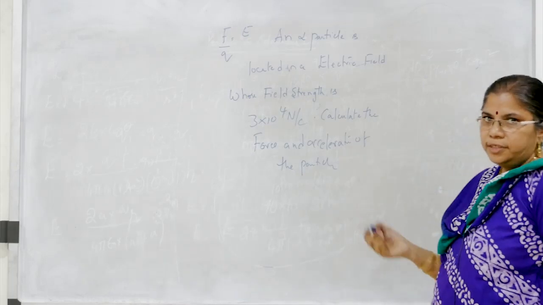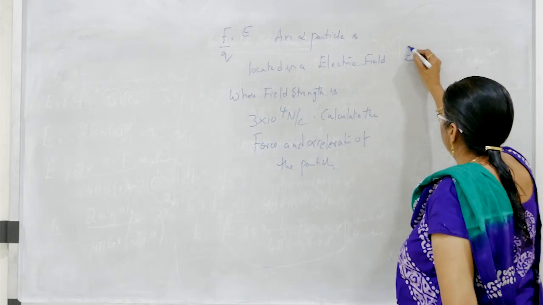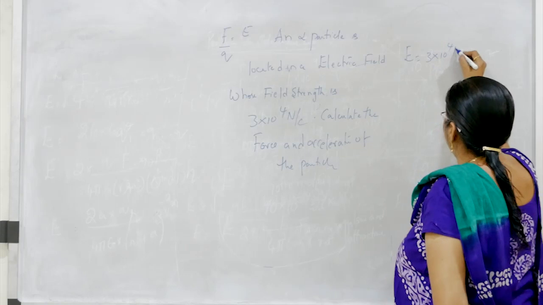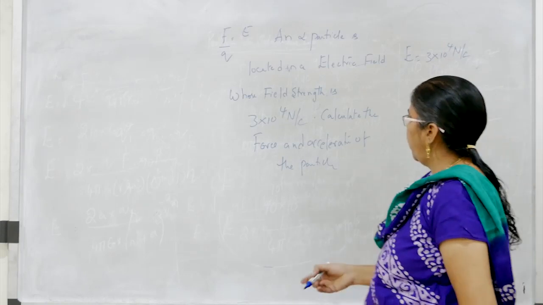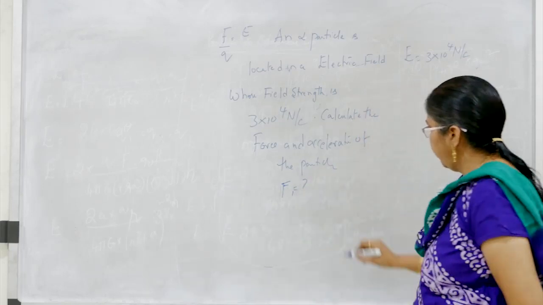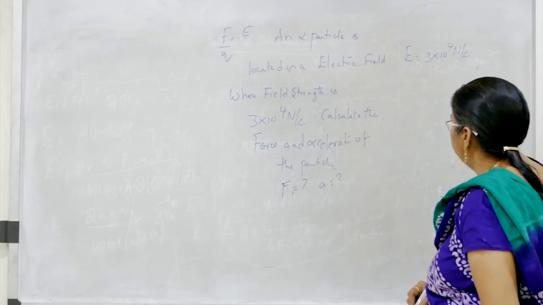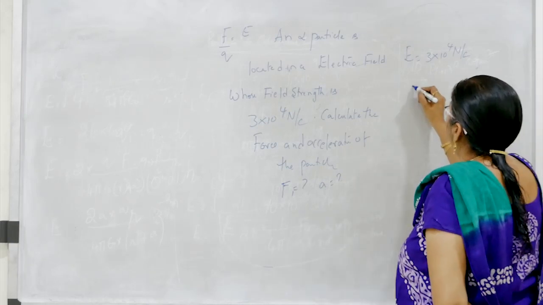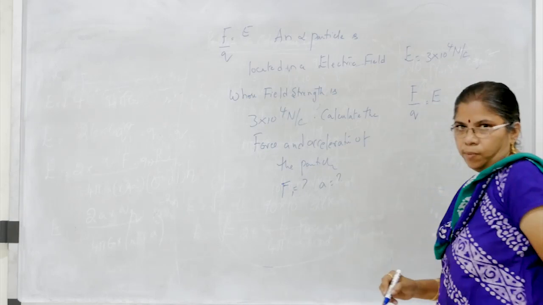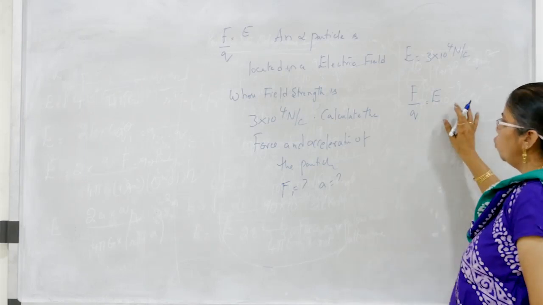So this is the problem. We have E equal to 3 into 10 power 4 newton per coulomb. He is asking you to calculate the force and the acceleration. These are the two things he is asking you to calculate. Here you have F by Q is equal to E. This is the formula we will first be using, so first we will calculate the force.